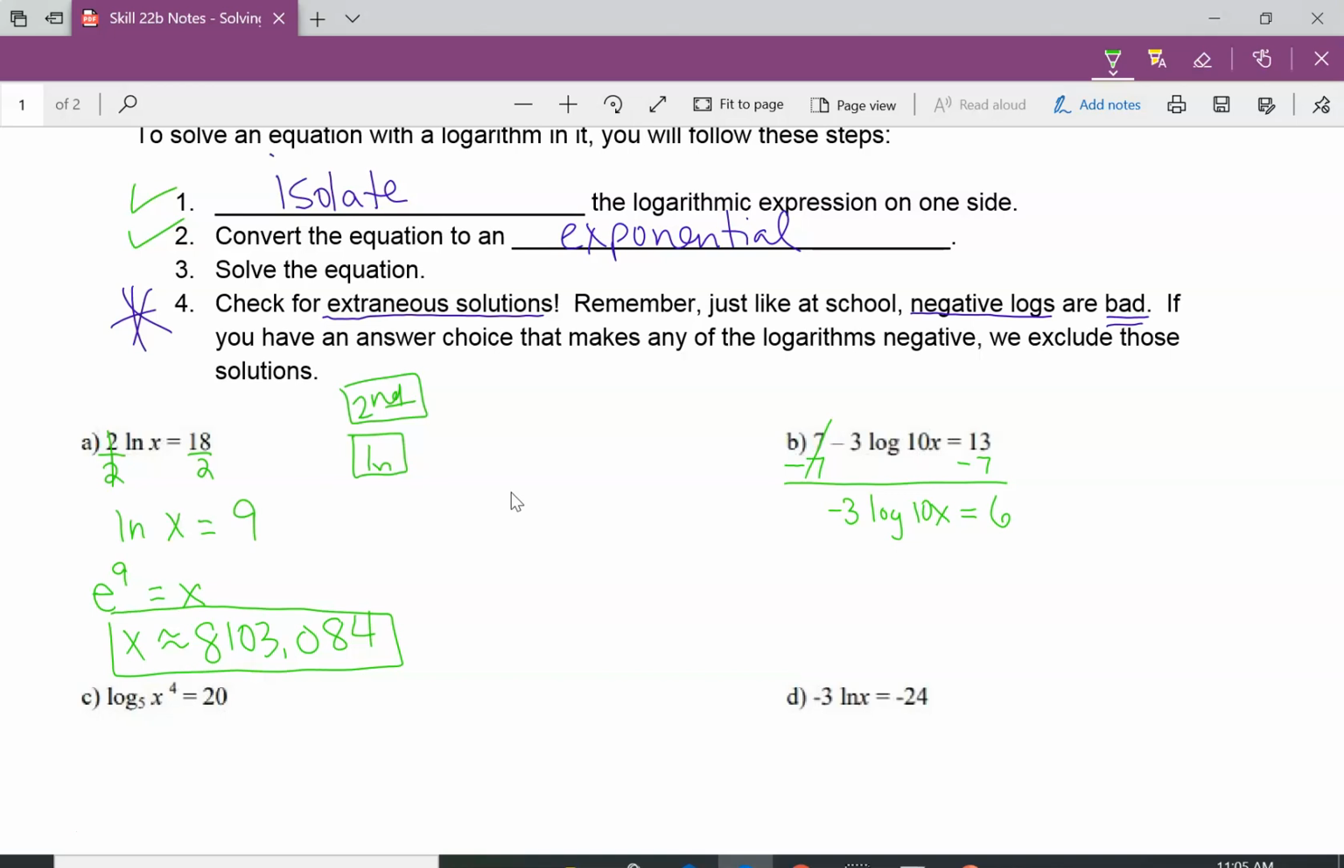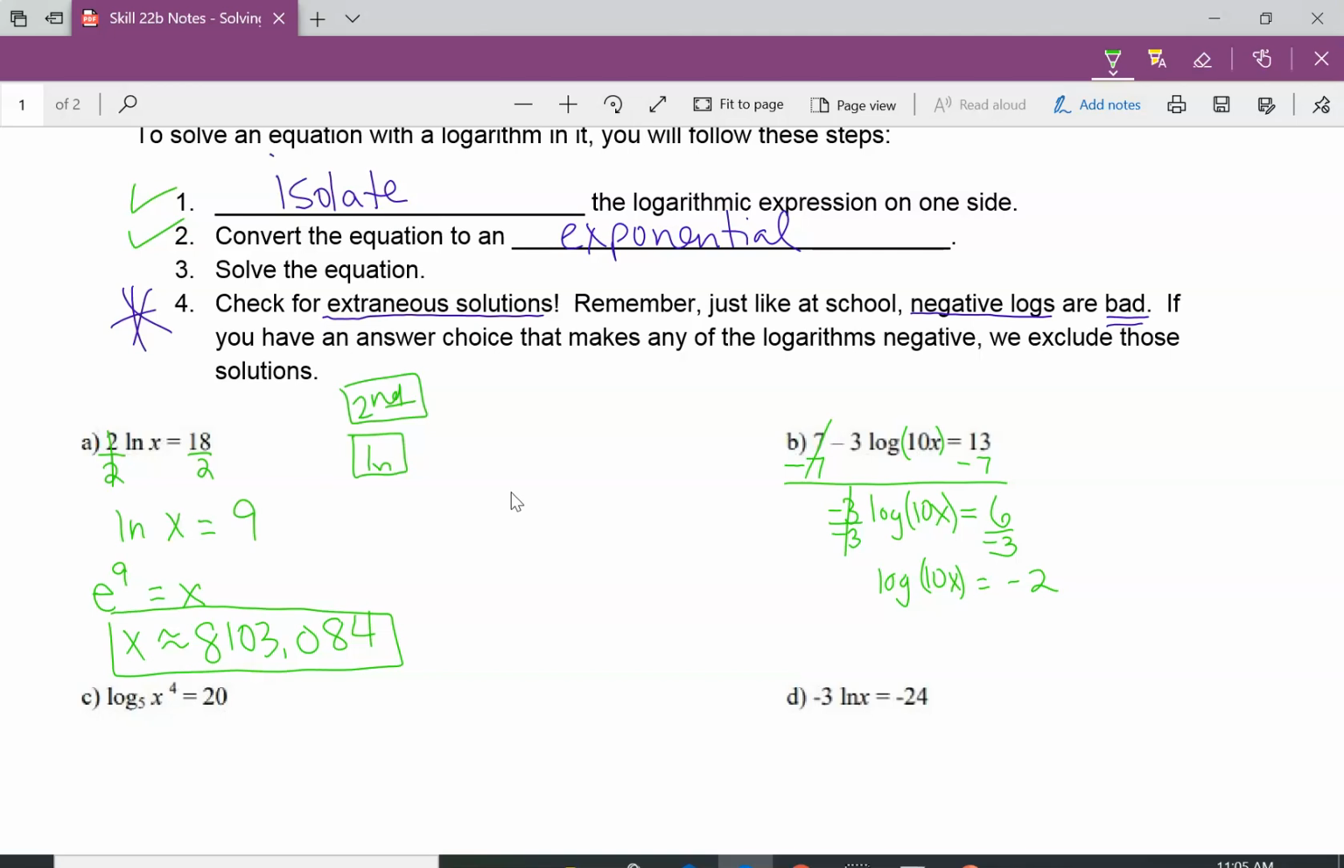Okay, then I'm going to rewrite this. I'm going to divide both sides by negative 3. And I get log of 10x equals negative 2. Now that 10x needs to be in parentheses. I should put that as such. And so now we have this equation.